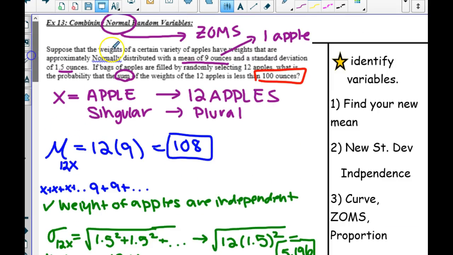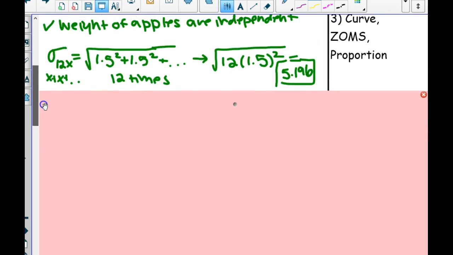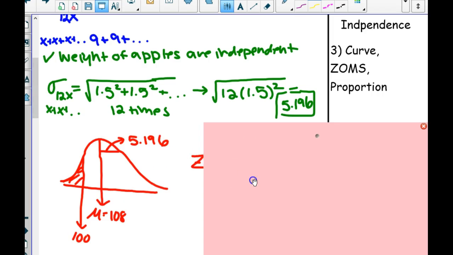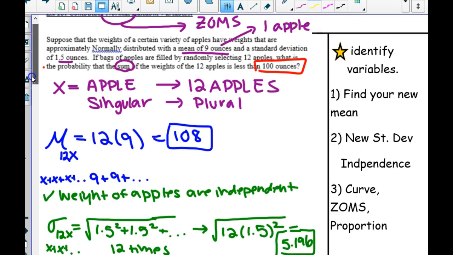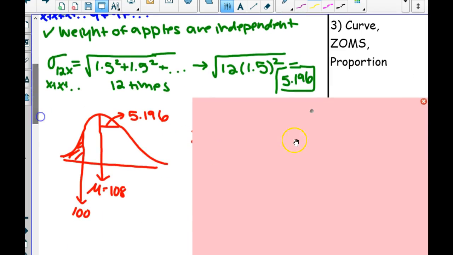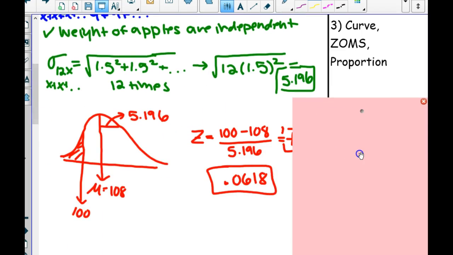Okay, when it says, what's the probability? That's your P word. That means you're finding the probability, the percentage, the proportion. Those are all the same types of questions that we have had. I like to draw my curve. That's my insurance policy. I mark my mean, my standard deviation, and I marked 100. How did I know 100 was my observation? I go to the question there. Less than 100 ounces.